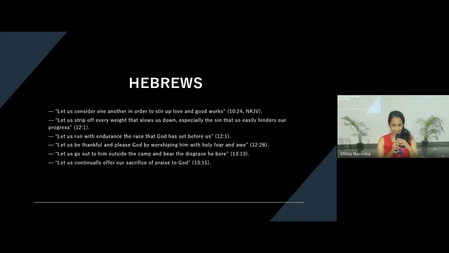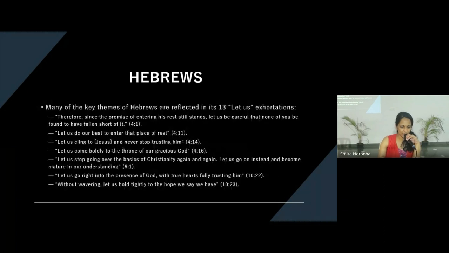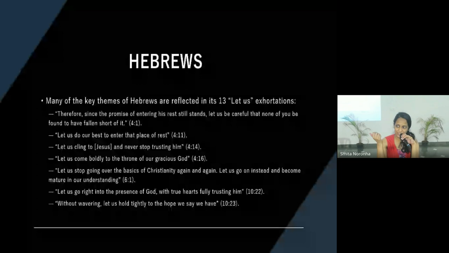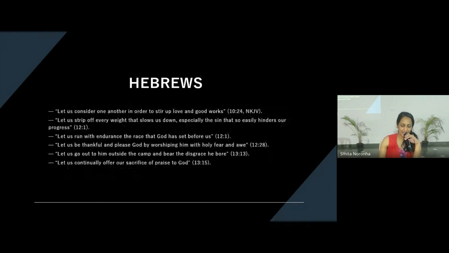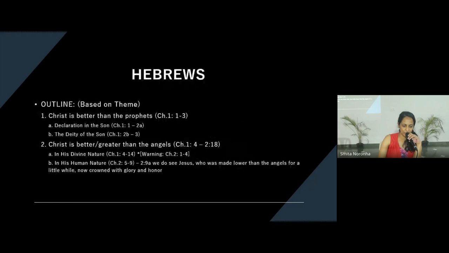Okay. So, reading through these, we see these 13 statements as encouragements to this church. So what are some of the main themes we see? Holding on to the promises of God so as to enter his rest, coming boldly to the throne of God, growing in maturity of understanding, holding tightly to the hope that we have, encouraging one another in the faith, running with endurance in the face of persecution, continuing to worship God, continuing to share in his suffering, and then to remove all sin from our lives that will hinder our growth in reaching the goal that God has set before us.